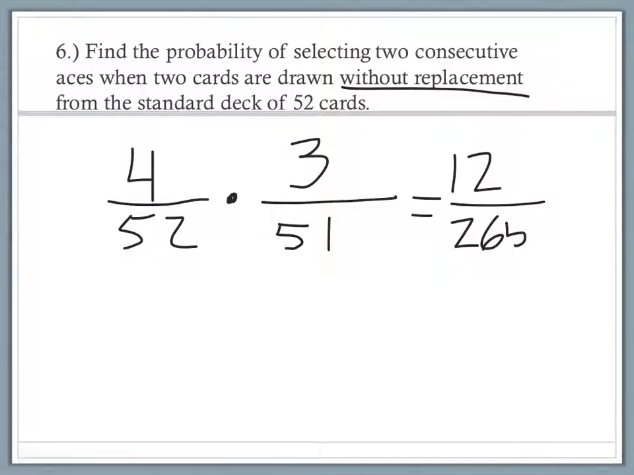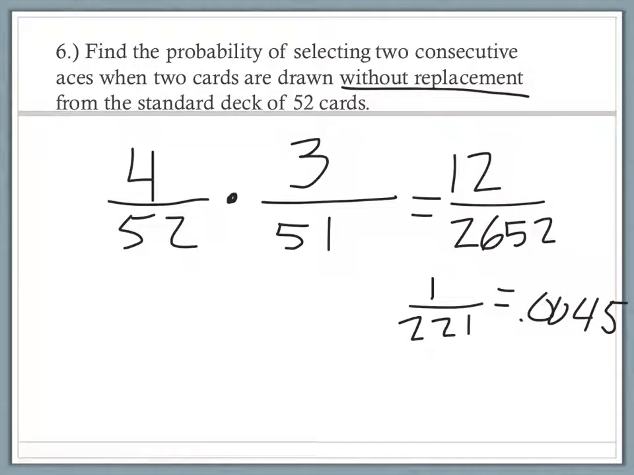which is 2,652. Now we can either get the decimal or reduce it. You can reduce those by 12, so that'd be 1 over 221. If you just wanted the decimal, it was 0.0045. Since I had 2 zeros, I went to 4 decimal places just so I was a little bit more accurate with my number. The big thing there is that since it was without replacement, we had to account for losing an ace and a card when we were drawing that second one right here.